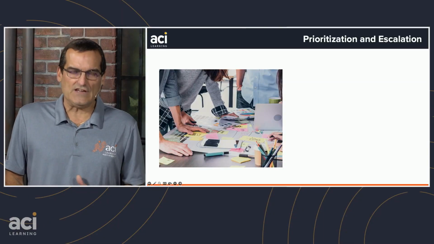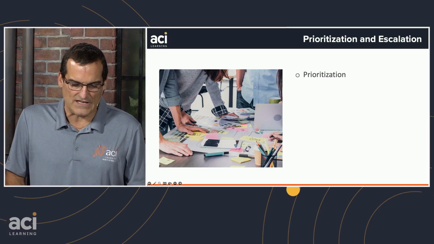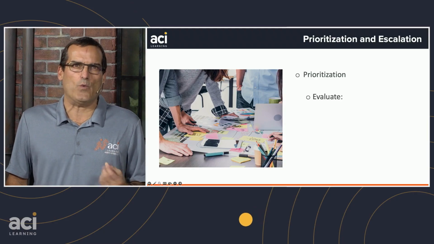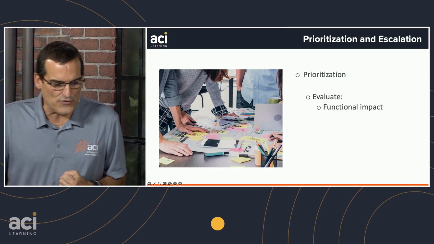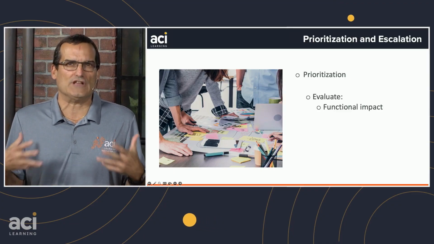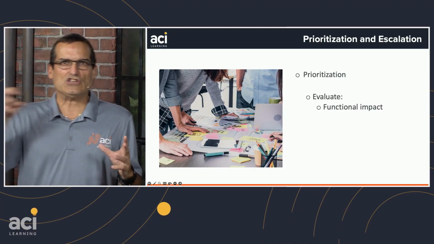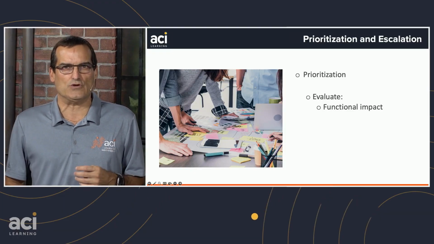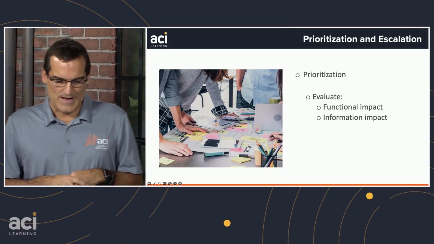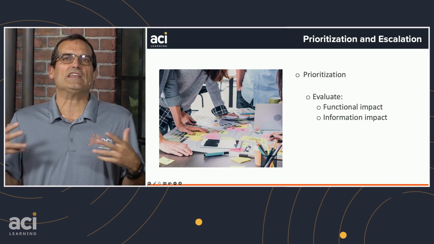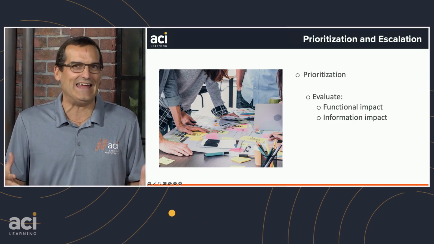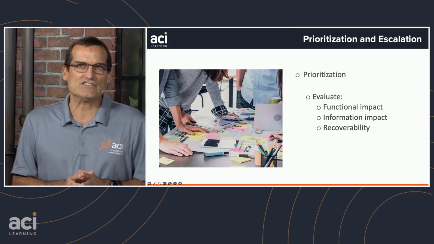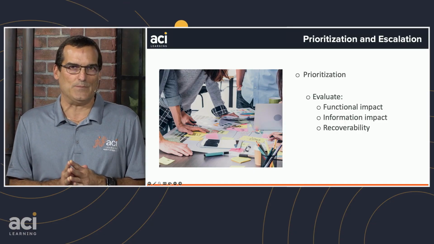So what I've done for us here is break down prioritization into steps of evaluation, things we should think about when there is a security incident. For instance, what is the functional impact going to be? So there's a security breach of some kind. Is it going to have a functional impact on the organization? The next thing to think about is whether it's going to have an impact on the information and data that your organization is using. And then finally, what does the recoverability landscape look like?